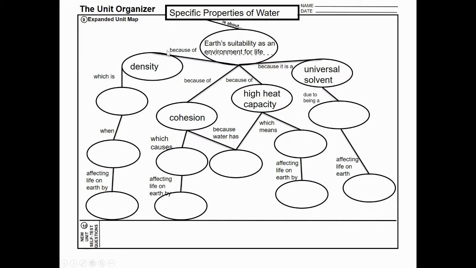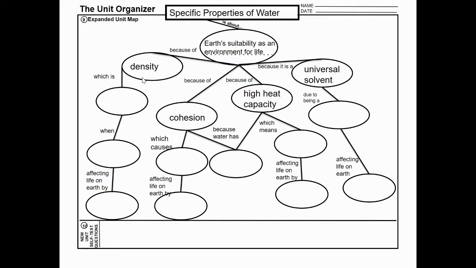Okay. On the back side, we have our unit, Specific Properties of Water, is about Earth's suitability as an environment for life. Now remember, you can read each of these strings as a sentence once you're done to help you study. Specific Properties of Water is about Earth's suitability as an environment for life because of density.